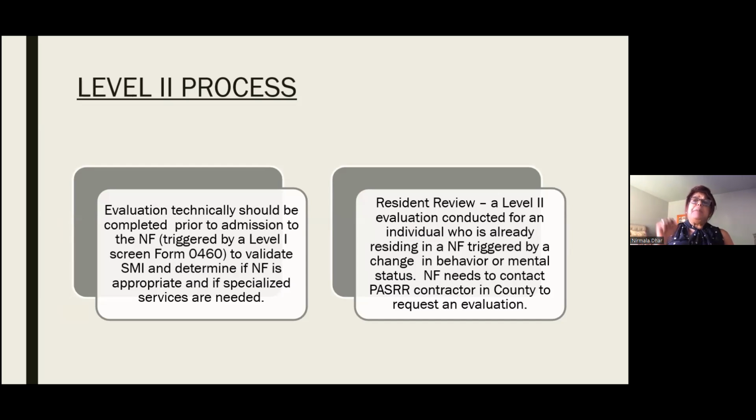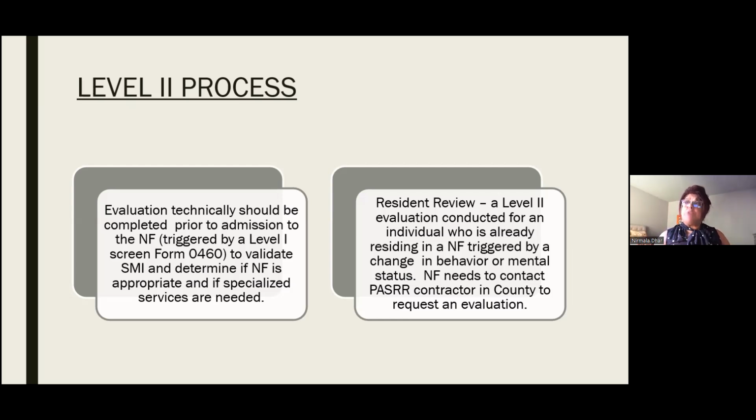Technically, it should be completed prior to nursing facility admission, but it is not. It is not happening that way. It is really happening in the nursing home after they're already there, which I think it will take a lot of work on our part to change that. So currently it is not happening prior. So it is happening when they move into the nursing home, so that the nursing home will call you for that level 2.